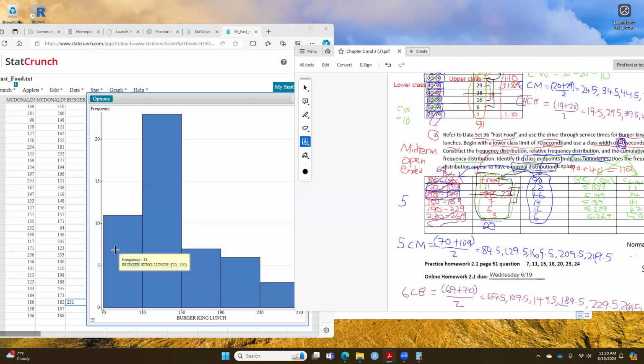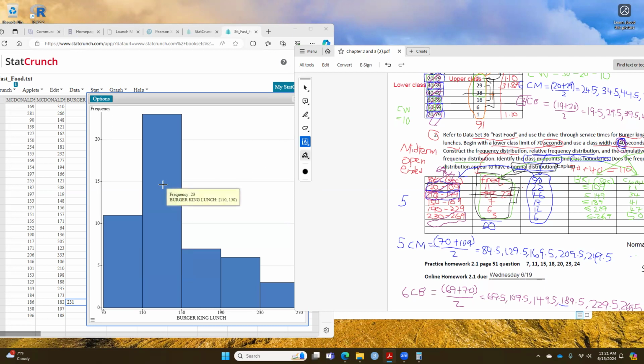If you notice when you hover around, you see that they have brackets and parentheses. The bracket means it's including 70. The parenthesis means you're not including 110. That means the closest number to 110 is 109. That's why they use a parenthesis that way. It means that it's not including 110. So we do have 11 here, frequency.